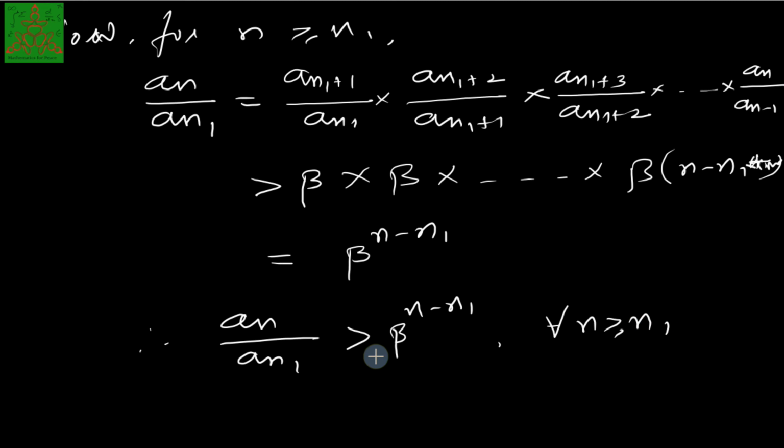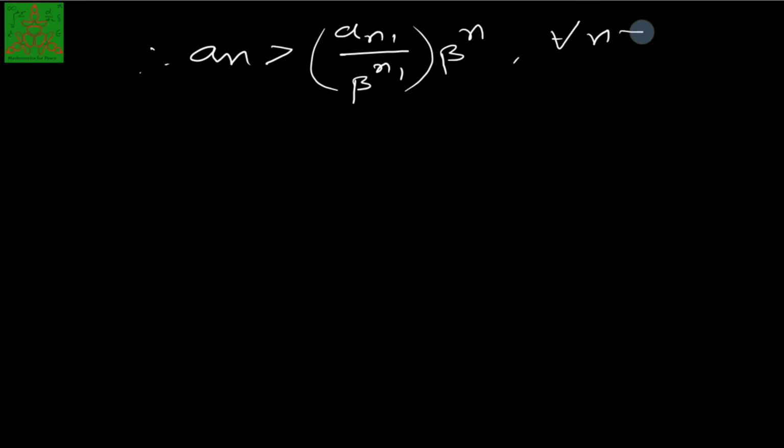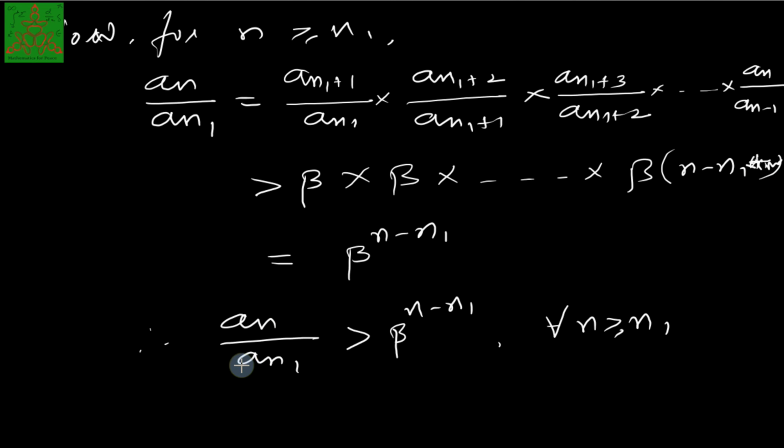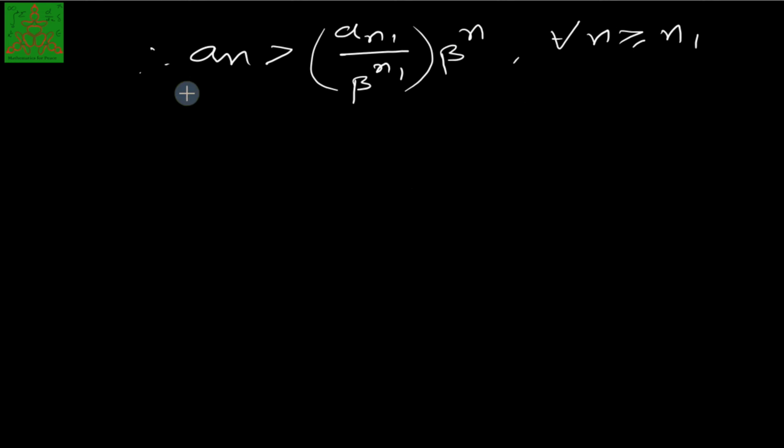Now from this what we can write is, finally, an is greater than an1 upon beta raised to n1, into beta raised to n, for every n greater than or equal to n1. Due to this, we multiply both sides by an1, and an1 is positive, so the inequality will not be changed.